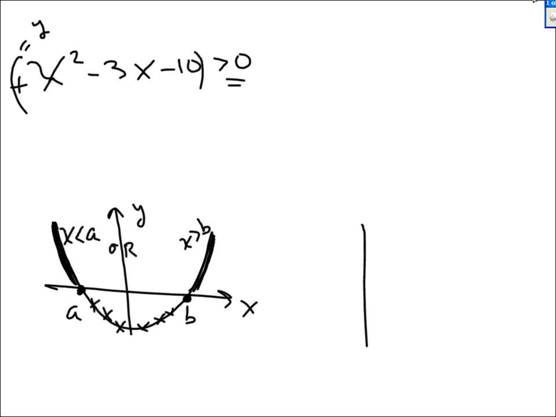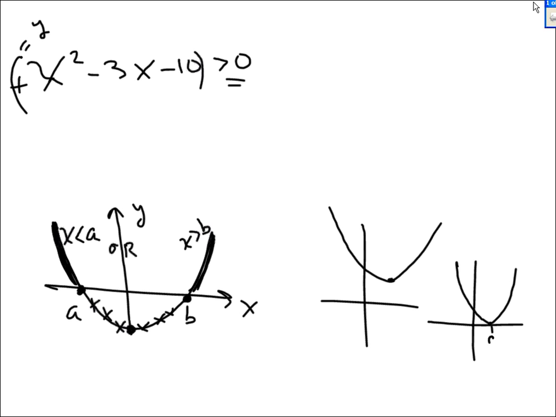The other scenario can be, see, in the scenario we just looked at, the vertex was below 0. What if the vertex is positive? Well, then the answer would be, it's all y values. And the other scenario would be if it were just 0 right at the vertex. If I called the vertex a, then the answer would be, it's positive except when x is a. Because when x is a, the y value is 0. And 0 is not bigger than 0. Is 0 bigger than 0? No.